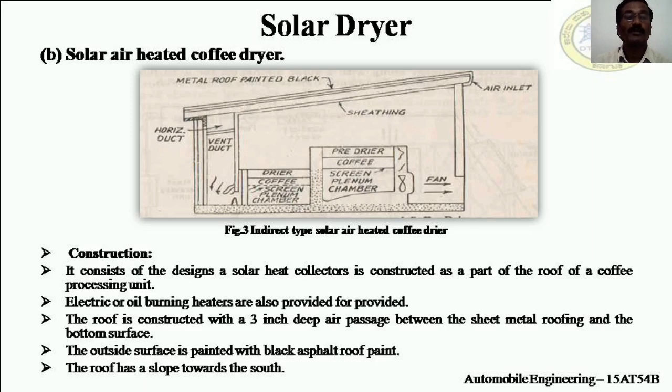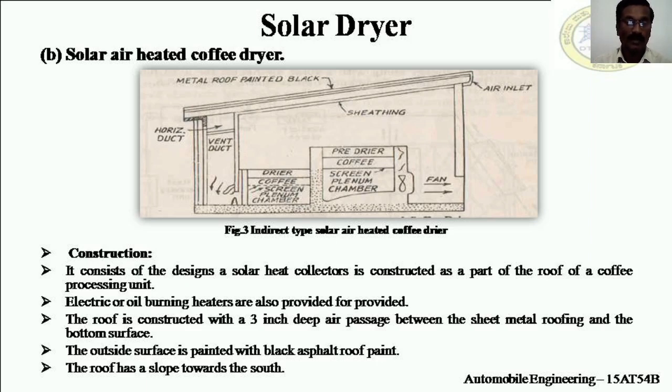The roof is constructed with a 3-inch deep air passage between the sheet metal roof and the bottom surface. So in between these two, up and down, there is around a 3-inch deep passage provided for the passing of air. The outside surface is painted with a black asphalt roof paint. This one is the outer surface, and it is painted with black asphalt.